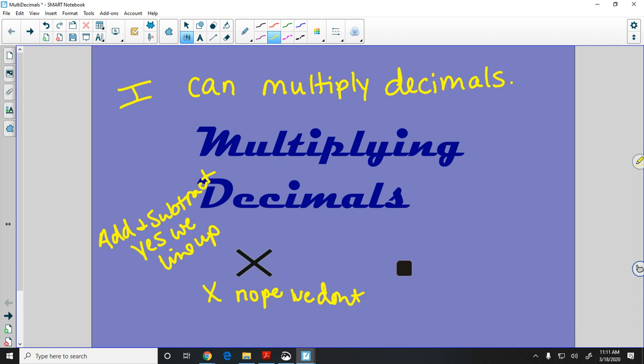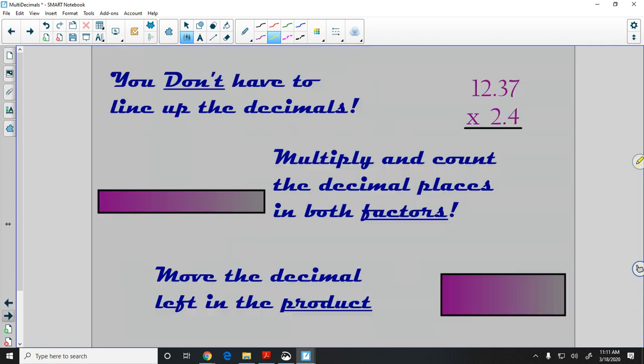So then how do we multiply decimals? Like I said, you don't have to line up the decimals. To multiply, you multiply and count the decimal places in both factors, both of the numbers. Then you move the decimal left in the product, so in the answer. So let's practice this.